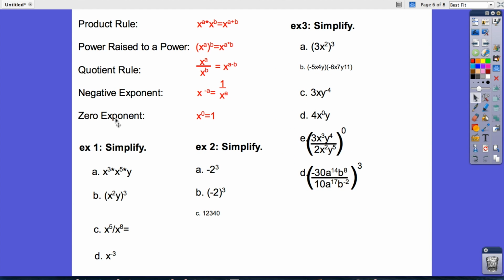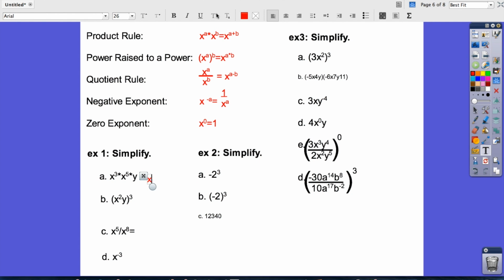So, here's a quick review, and here's some examples that I'll solve for you really quickly. Example 1a, x to the third times x to the 5th. That should become x to the 8th power times y.